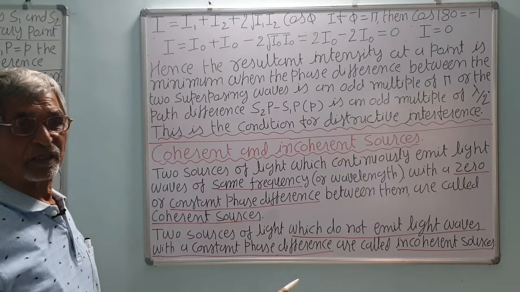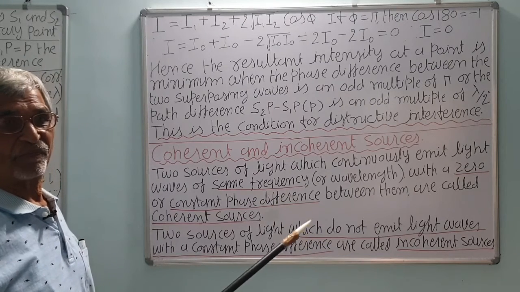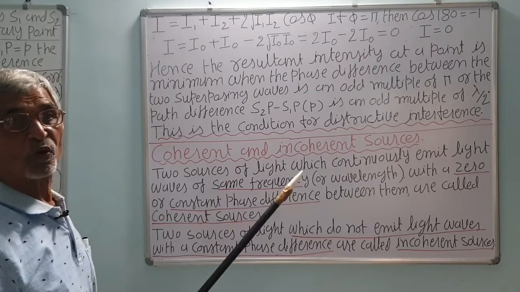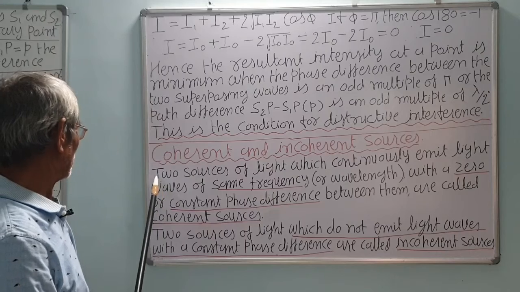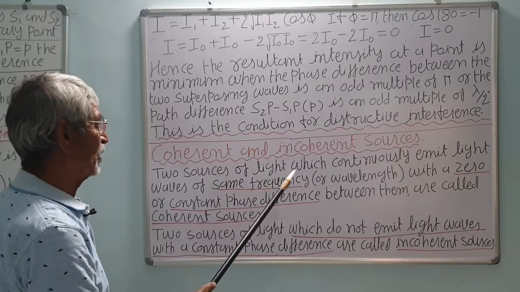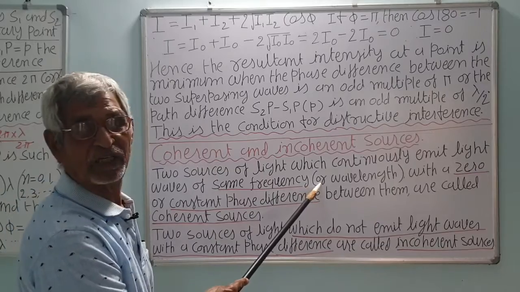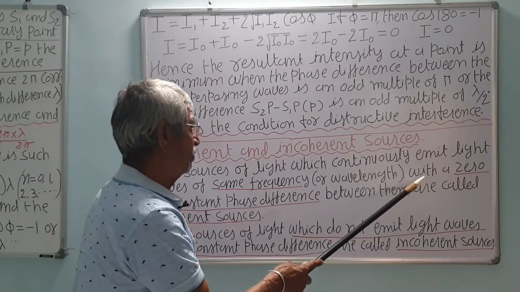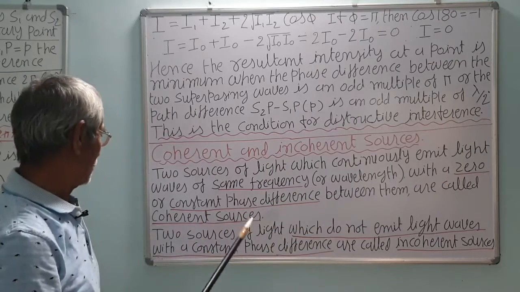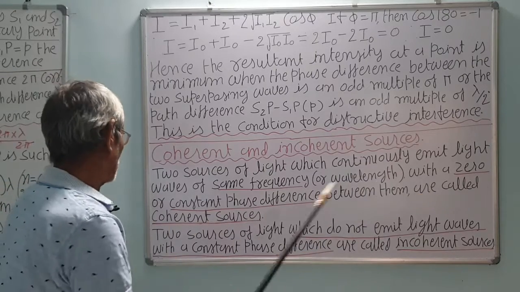To get sustained interference, which we can study at our own time, which lasts for a long time, we need coherent sources. What are coherent sources? Two sources of light which continuously emit light waves of the same frequency, that is the same wavelength and velocity, with a zero or constant phase difference. Remember, either it should be a zero or constant phase difference. These are called coherent sources.